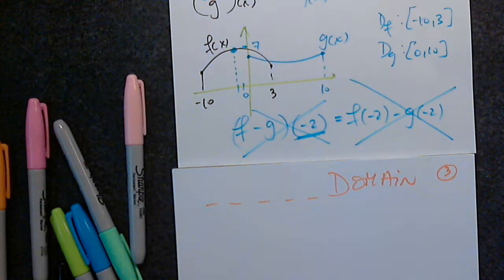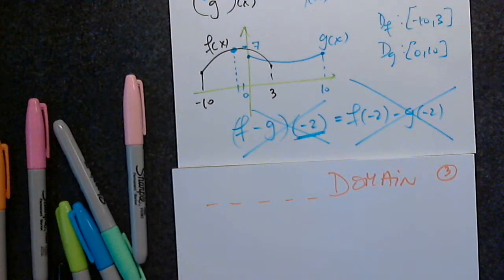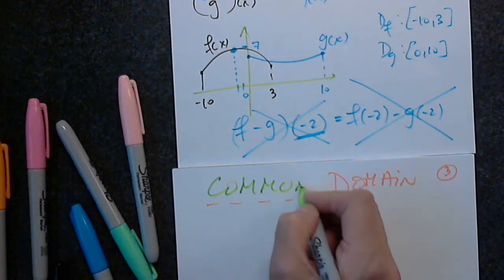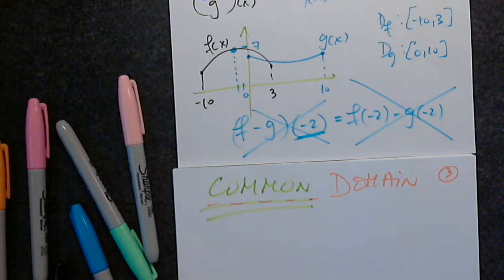If they don't have it, we cannot create functions that are additions, subtraction, multiplication, and division of different functions. What do you think they need? And if they don't have it, nobody cares about those functions. Of course. If they do not have a common domain, we cannot create those functions.